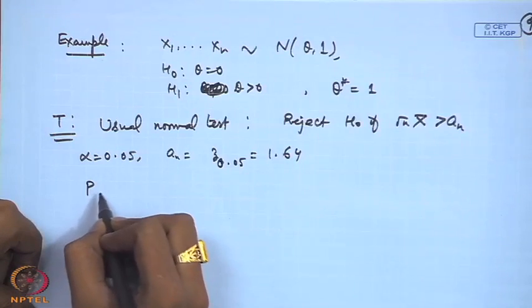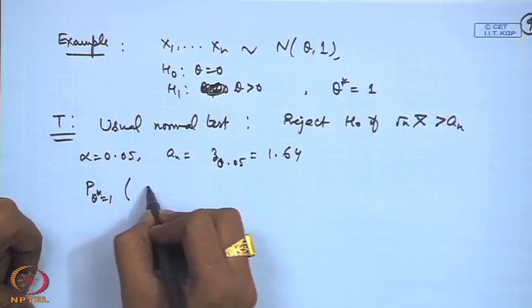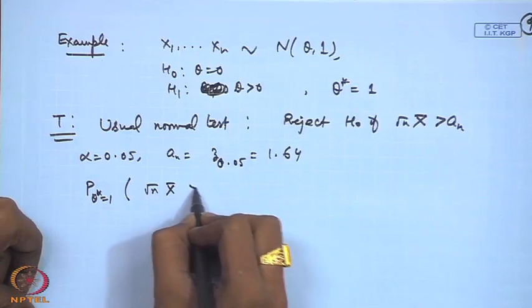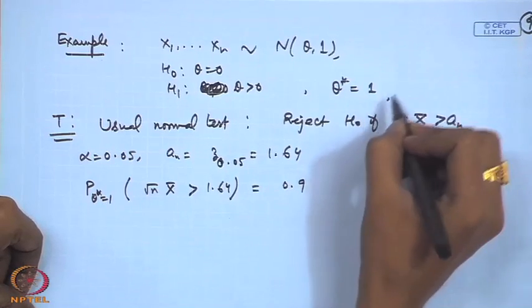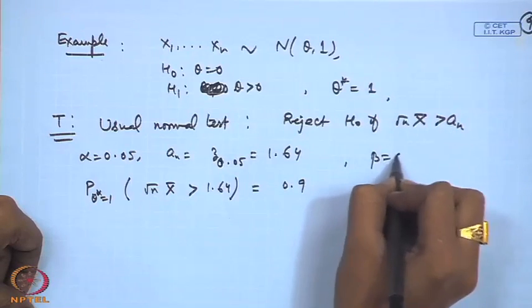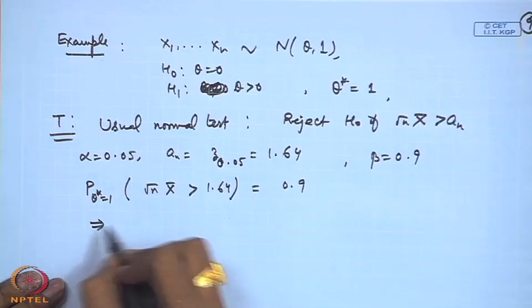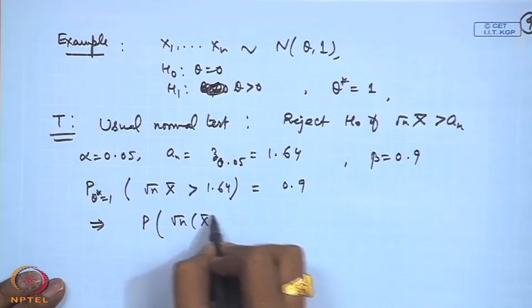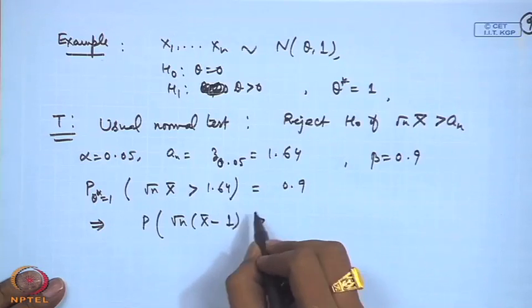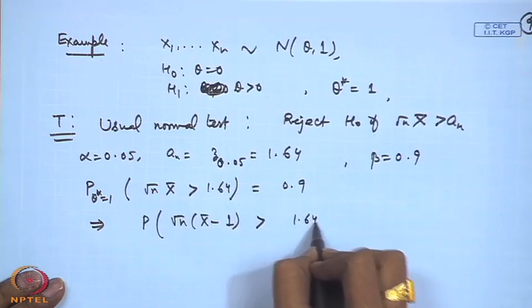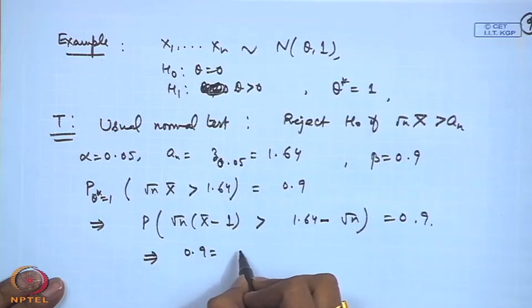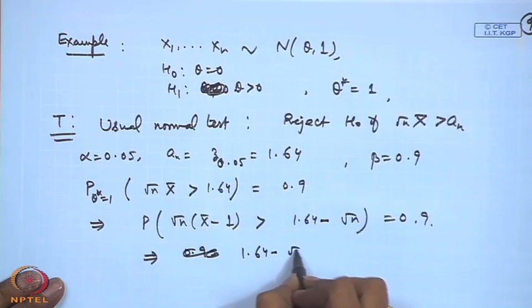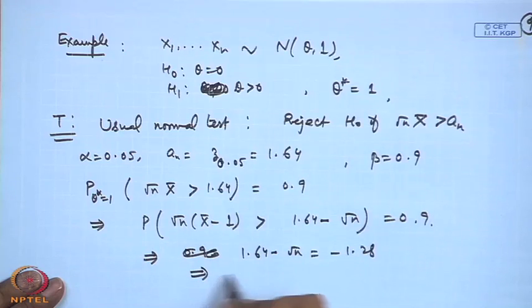So if I consider say probability under theta star is equal to 1, root n x bar greater than 1.64 is equal to say 0.9. So I am taking say beta is equal to 0.9, say for example. So this will mean probability root n x bar minus 1 greater than, so this will become 1.64 minus root n, is equal to 0.9. So that means 1.64 minus root n is equal to minus 1.28. So this you can simplify. So this is n is approximately 9. Okay.